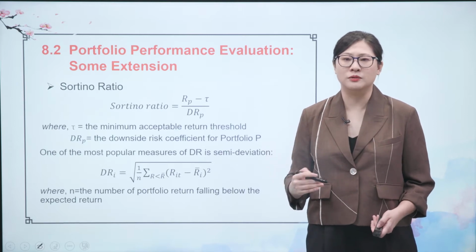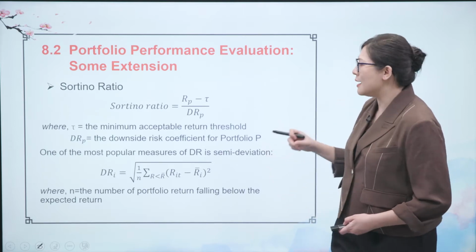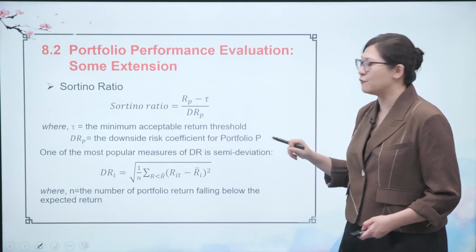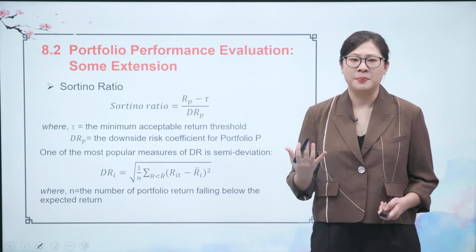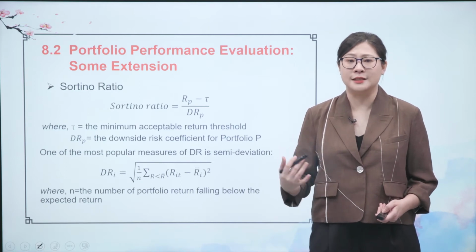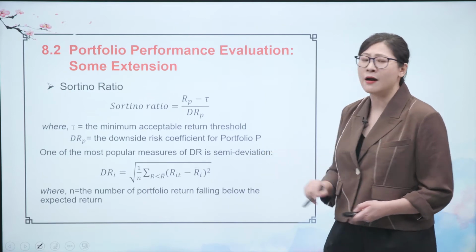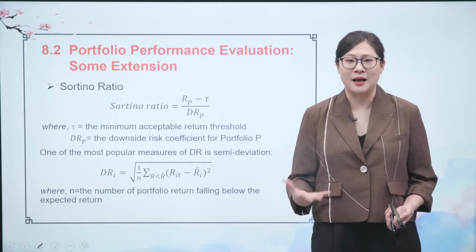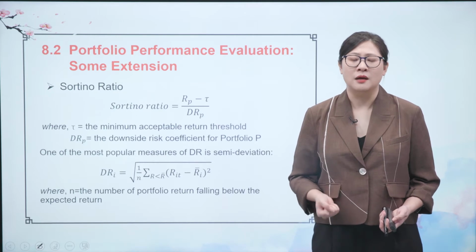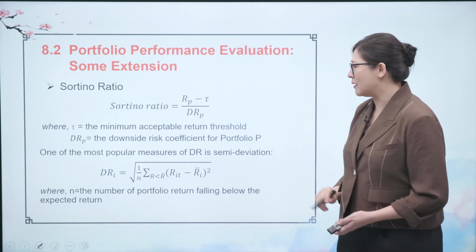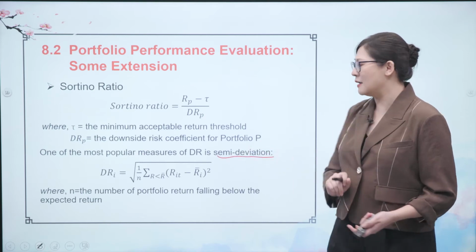That's the difference between the Sortino ratio and the Sharpe ratio: in the Sharpe ratio, we use R_F. And the next one, DR_P, is the downside risk measure for portfolio P. And I will show you later how we can calculate the DR. The DR has lots of measures for downside risk. One of the most popular measures of downside risk we call the semi-deviation.